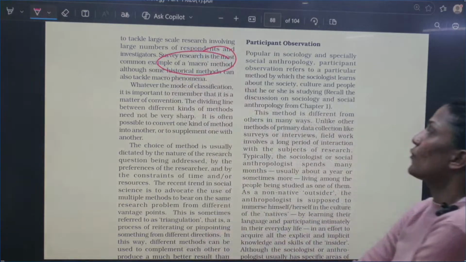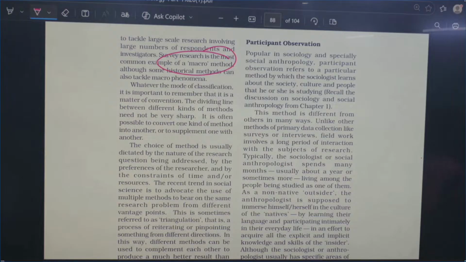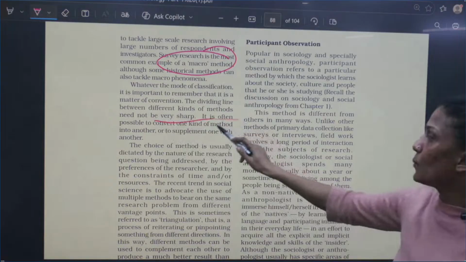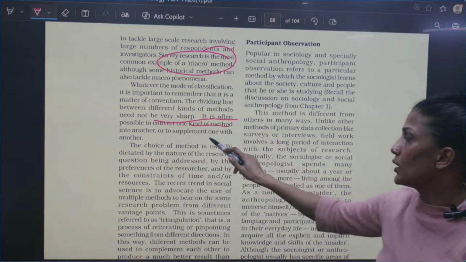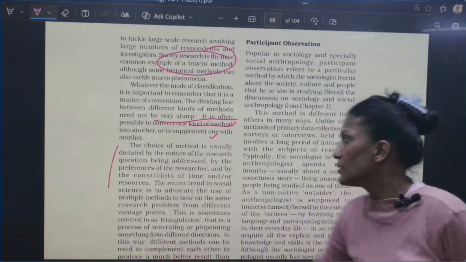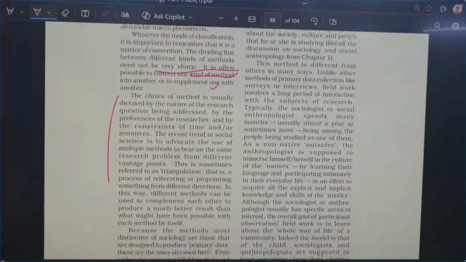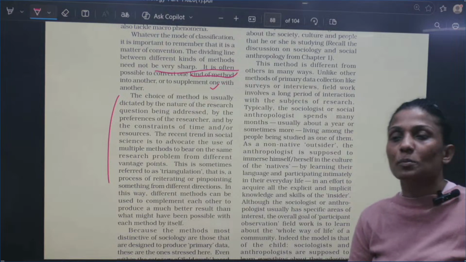So whatever the mode of classification, it is important to remember that it is a matter of convention. The dividing line between different kinds of methods need not be very sharp. It is often possible to convert one kind of method into another. The choice of method is usually dictated by the nature of the research. Write down how we are going to choose the method by the research methodology.